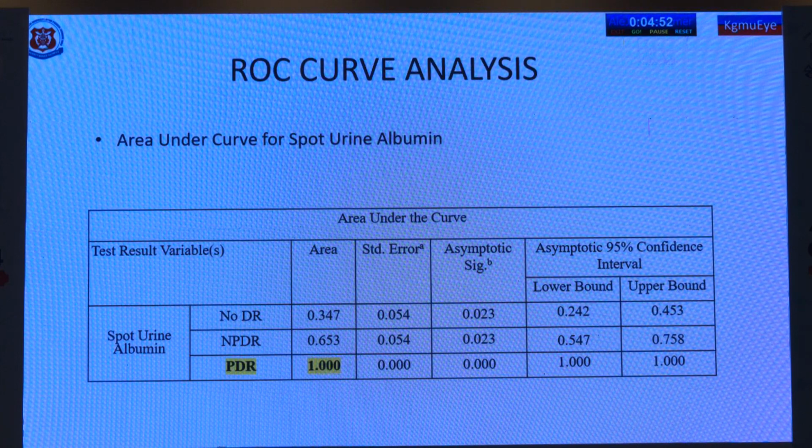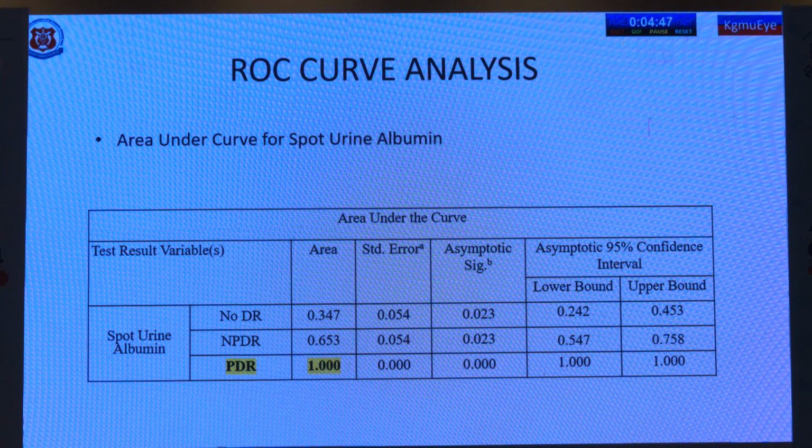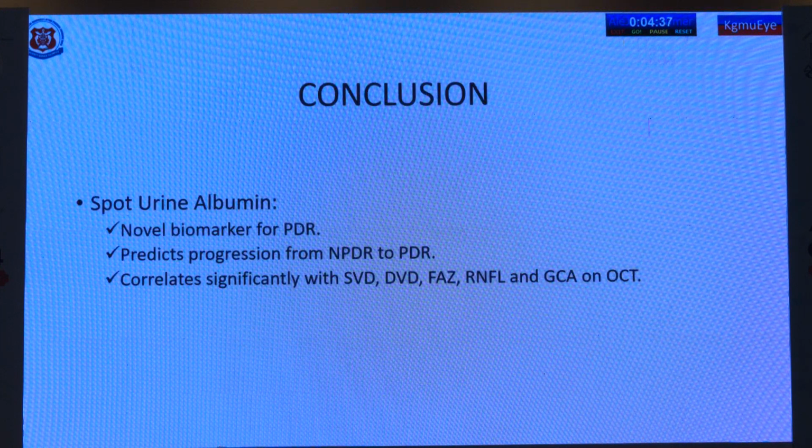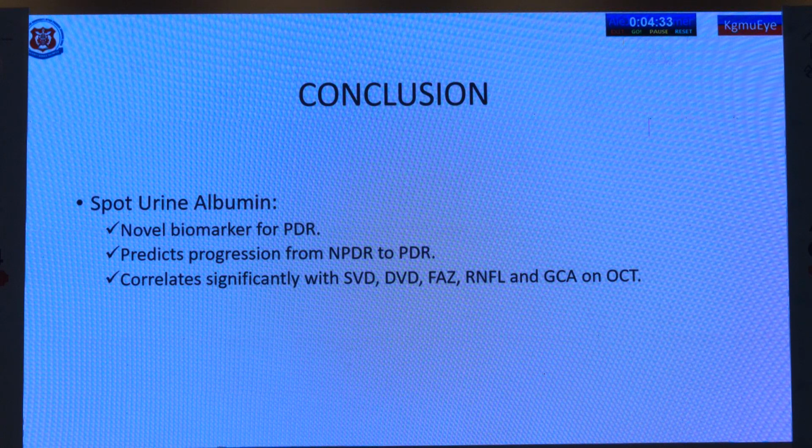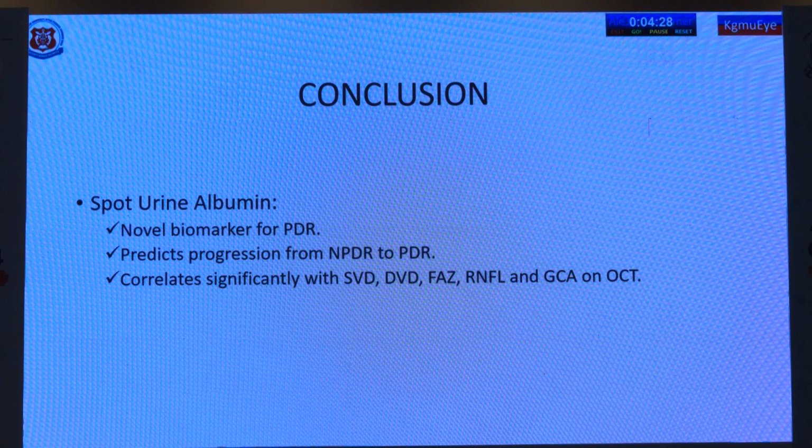In the receiver operator curve analysis, we can see that PDR has an area under the curve of 1, which is excellent, so we can say that this is an excellent biomarker for predicting proliferative diabetic retinopathy. So the conclusion is, spot urine albumin is a novel biomarker for proliferative diabetic retinopathy. It predicts the progression from NPDR to PDR, and it correlates significantly with the superficial vessel density, deep vessel density, foveal avascular zone, RNFL and ganglion cell analysis on the OCT.